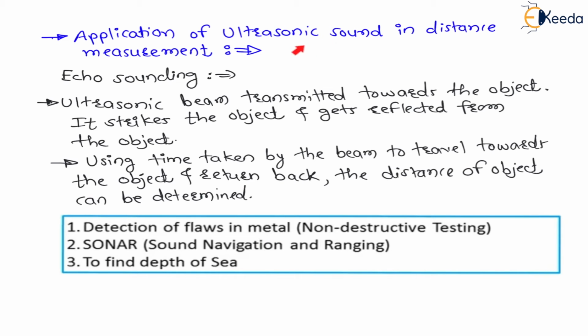Now with the help of this ultrasonic sound we can detect the flaws in metal, which is also called the non-destructive testing, NDT method. Again we have application in sonar. Sonar is nothing but sound navigation and ranging. Third is to find the depth of sea. Sonar, sound navigation and ranging technology, is used to find the depth of sea. So let us understand these applications one by one.